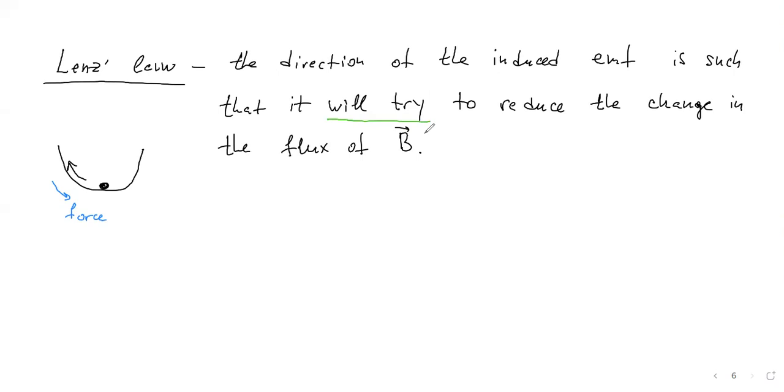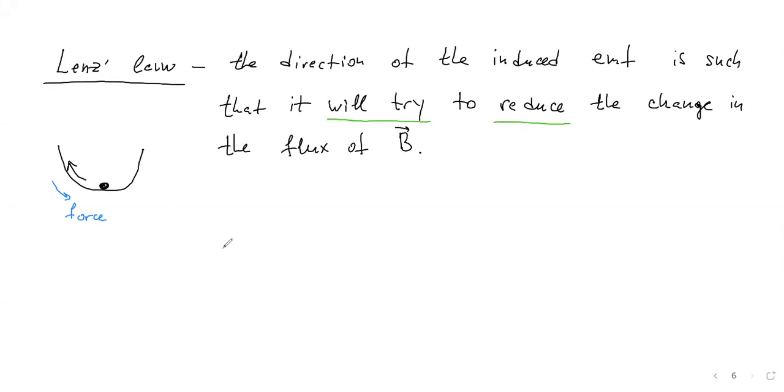So the idea is the flux wants to be constant. And it doesn't mean that it will be successful, but it will give you the direction. And then when we say reduce, this means against the change, and this negative sign in the Faraday's law, it's responsible for this direction, to reduce, to keep the flux constant. Thank you, Leila.